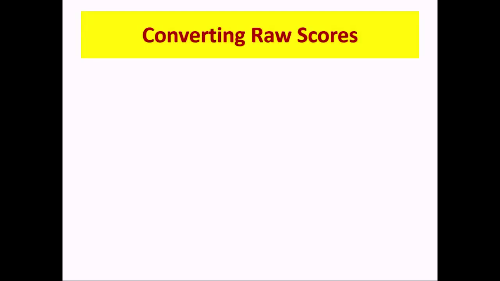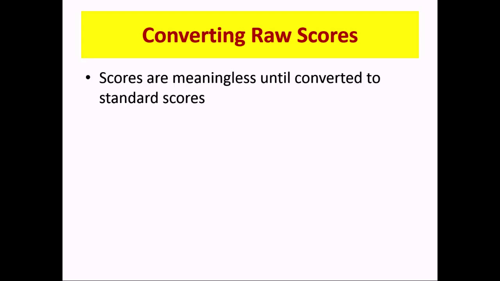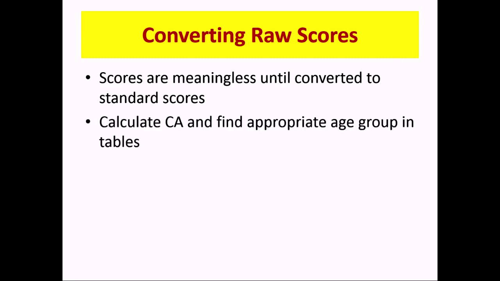All right. Well, once you've totaled all of your scores, those are meaningless scores because you have no idea if a score of 145 or a score of 33 is good for a first grader or if it's bad for a first grader. Is it good for a sixth grader or is it bad for a sixth grader? You have no idea because they haven't been converted to a standard score or a score along the normal curve. So, first you have to calculate the chronological age and find the appropriate age group on the tables. There is a PowerPoint on Moodle that explains to you how to calculate a chronological age.